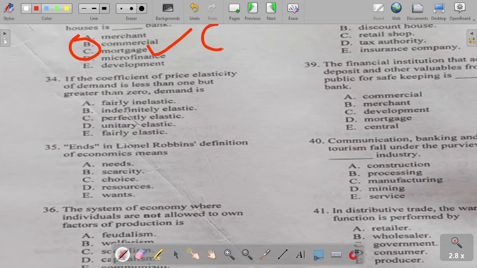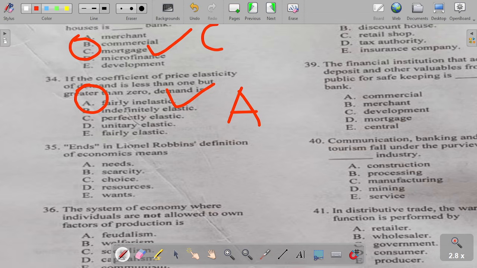Now number 34. If the coefficient of price elasticity of demand is less than 1 but greater than 0, the demand is fairly inelastic. Not perfectly, it's fairly inelastic. 34 is A.